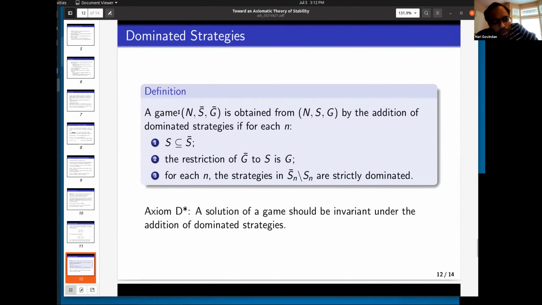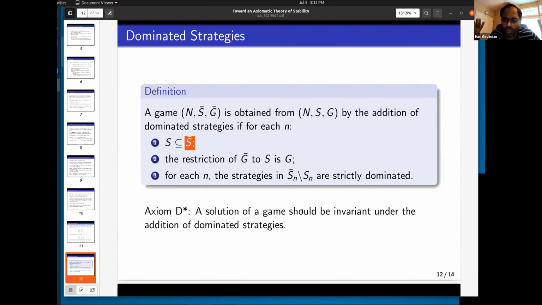So remember, this is the set of players, this is the set of actions, and this is the payoff function. So the bar game with the same player set as the one without the bar is obtained by addition of dominated strategies. It's exactly what you would think. These strategies in S bar that are not in S are strictly dominated. I don't want to get into a discussion of weakly dominated strategies. And my axiom D star says a solution should be invariant under the addition of dominated strategies.